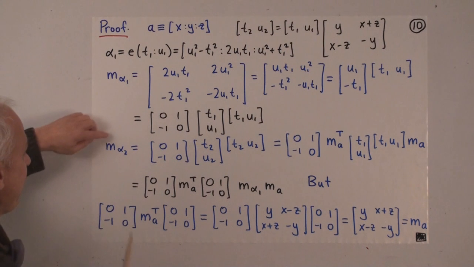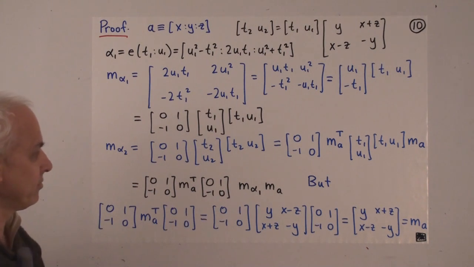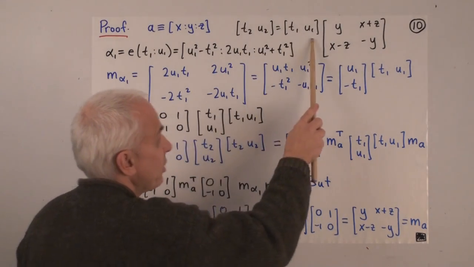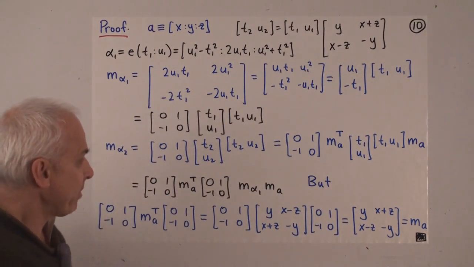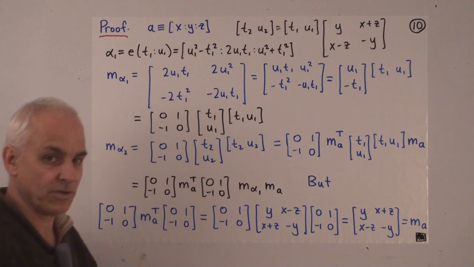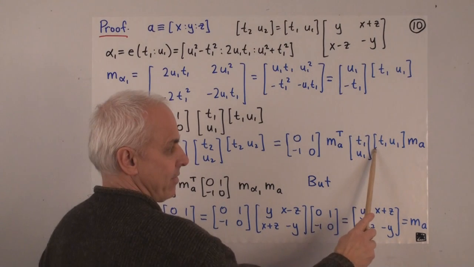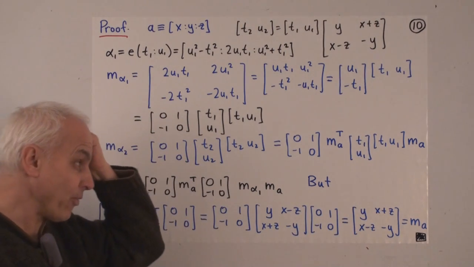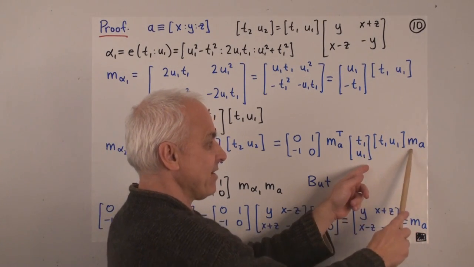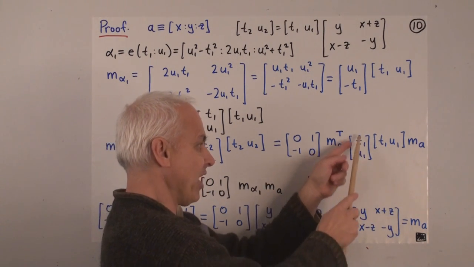Now exactly in a similar way, M of alpha 2 is exactly the same formula except with t2 and u2 and t2 and u2. Okay, but now we use the fact that we know that t2 u2, this vector, is t1 u1 times M of A. So I'm going to replace this t2 u2 with t1 u1 MA, and this column vector t2 u2 with the transpose of this. Now in linear algebra, the transpose of this is the transpose of the second thing times the transpose of the first thing. So we get MA transpose times t1 u1.